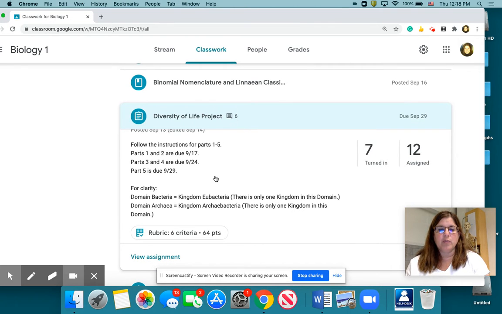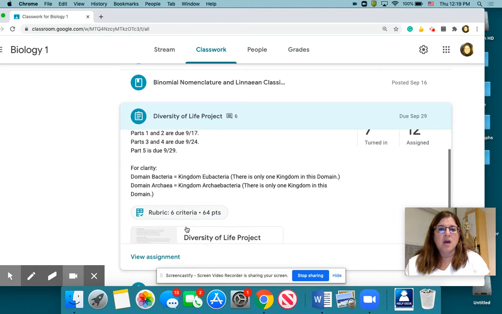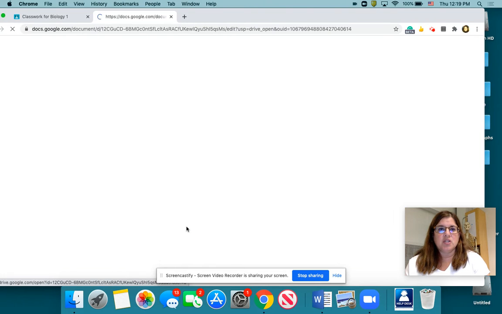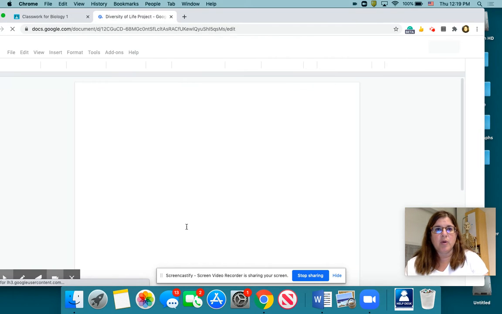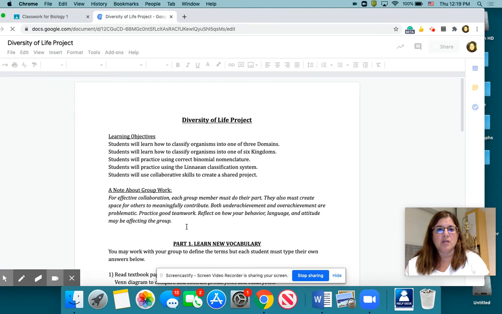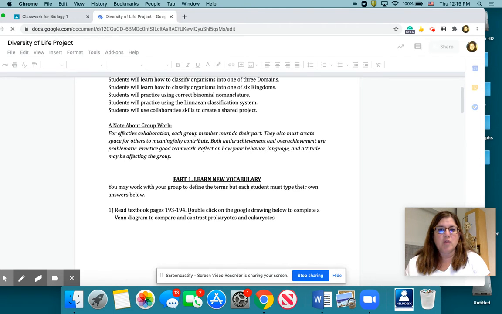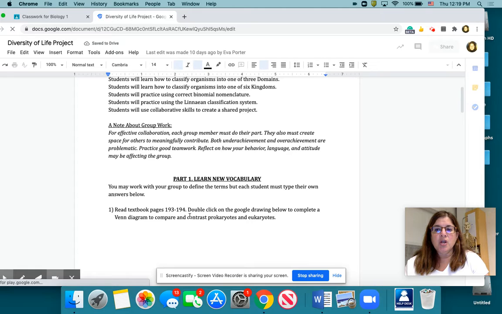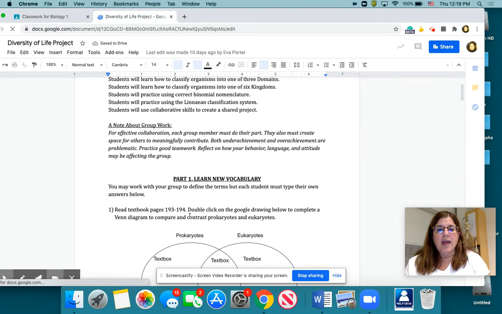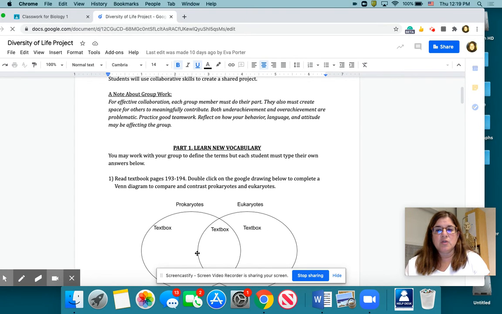there were 5 parts of the project, and they had different due dates for the different parts. Each student worked by themselves for some parts and as a group for some parts. For the first part, called Learn New Vocabulary, students were on Zoom and they went into breakout groups to work with another student or two.